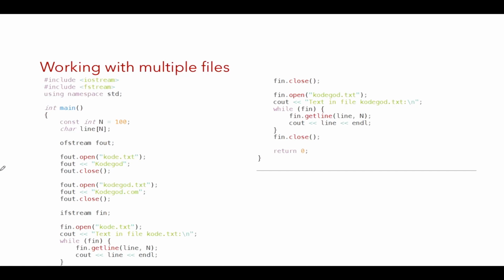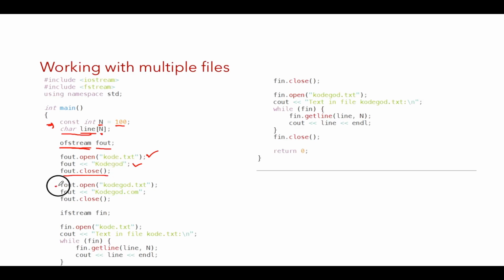So here we have one constant integer, initializing it with 100, and I'm using n as the variable name. And then I have a character array, which is forming a string, calling this character array line, and it is initialized with size n, which is 100. Then I'm using ofstream and creating the object fout. Then again I'm opening the code.txt file. Okay, I'm just writing Kodegod here. This will be inserted into the code.txt file, and I'm closing that file. Okay, so once this file is open, I am writing Kodegod into it.